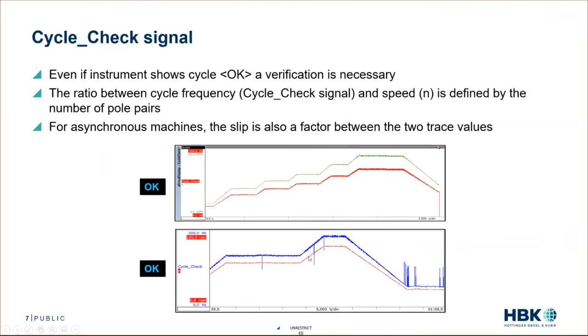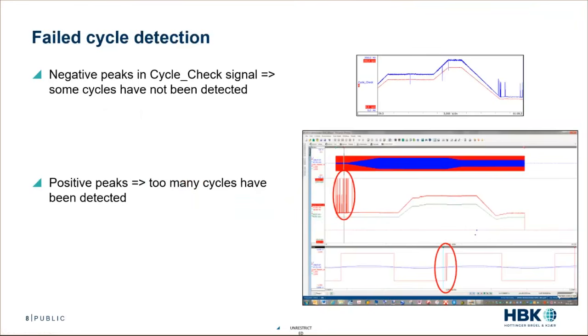If you see spikes in your cycle check signal, those are telling you that's a place where the cycle detect either detected too many cycles or missed detecting some cycles. And you can go in and look at your signals in perception and understand what's happened to cause that.